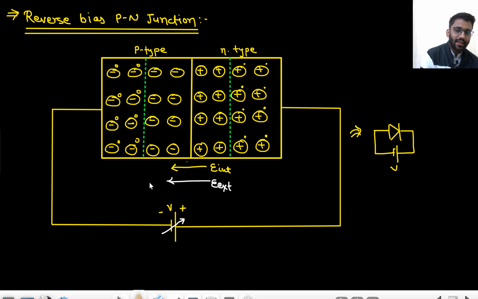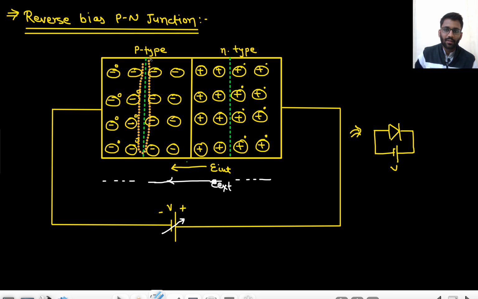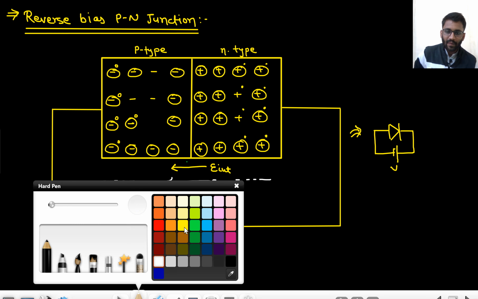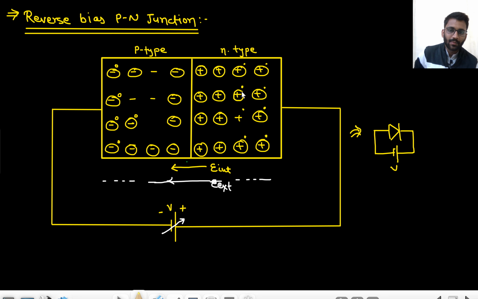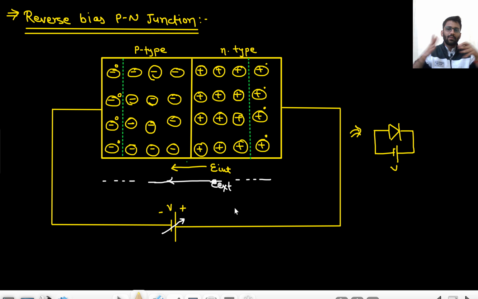So most of the electric field that you are applying is across the depletion region only, and it is increasing this electric field. So what will happen? These holes will be gone again. These more holes will be gone, right? Since the electric field is more, I will just pause it. So this is how the depletion width will be increased.